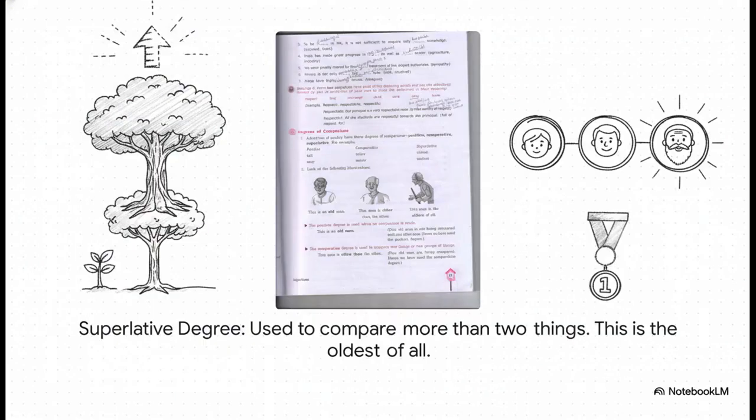And finally, we have the superlative degree. Think of this as the highest level of comparison. We use the superlative degree when we compare more than 2 people or things. For example, if there are many men, we can say, "This is the oldest of all." It means he is the oldest in the whole group.